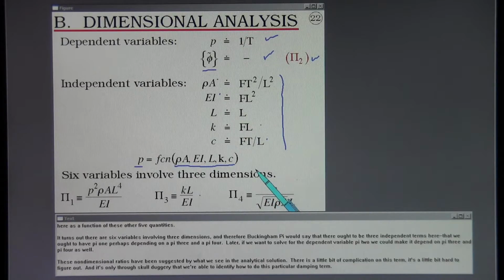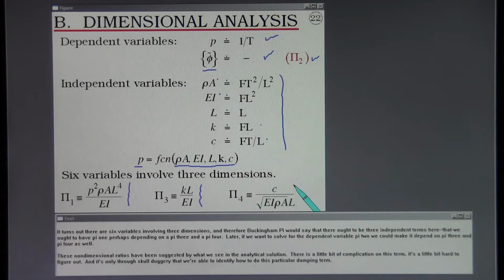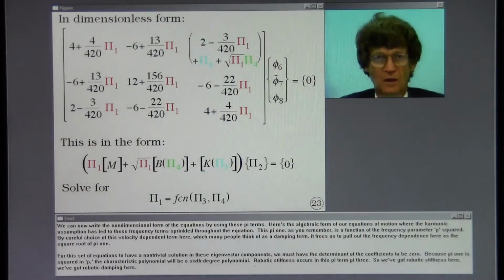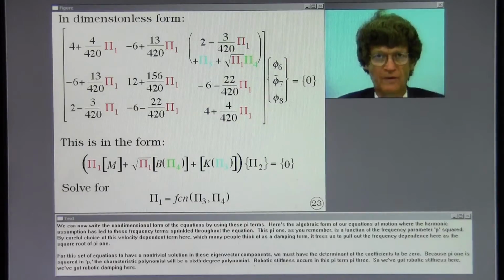These non-dimensional ratios have been suggested by what we see in the analytical solution. There is a little bit of complication on this term. It's a little bit hard to figure out, and it's only through skullduggery that we're able to identify how to do this particular damping term. We can now write the non-dimensional form of the equations by using these pi terms.